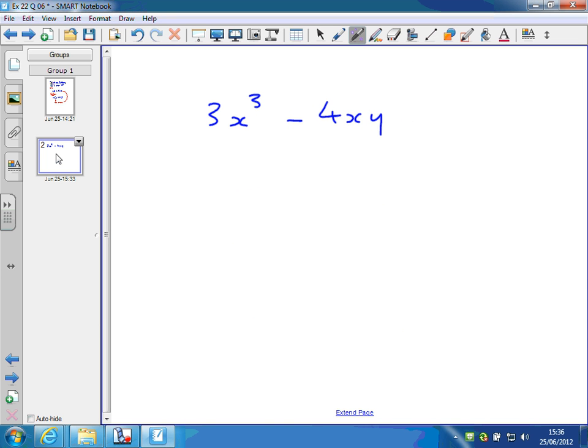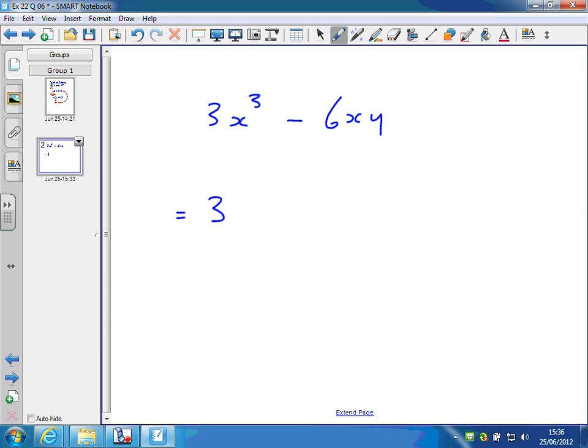Here's another one, very similar to question number 2, a part 2 rather than question 10. So looking at this, well, let's change this slightly to 6. So looking at this one, is there a number that's common to both terms? Yes, 3. 3 goes into 3 and 3 goes into 6. So I can take a 3 outside the bracket.